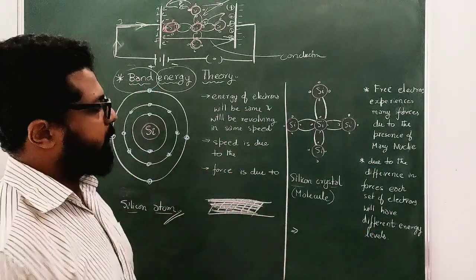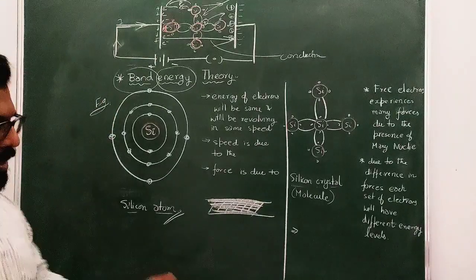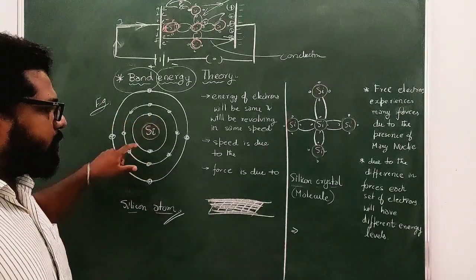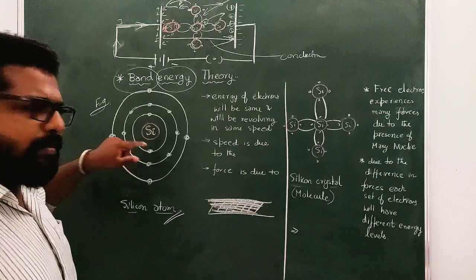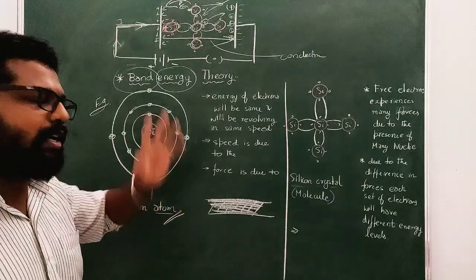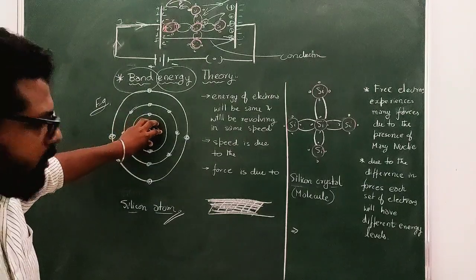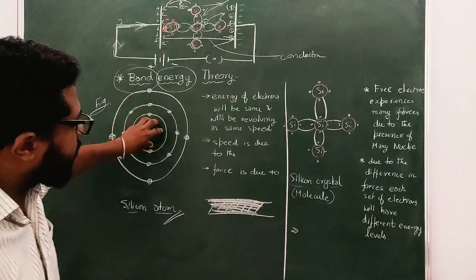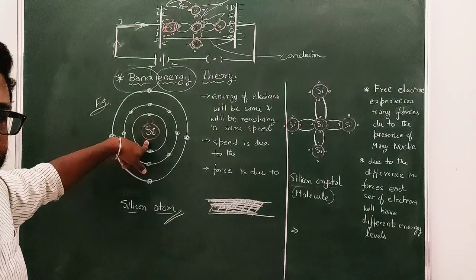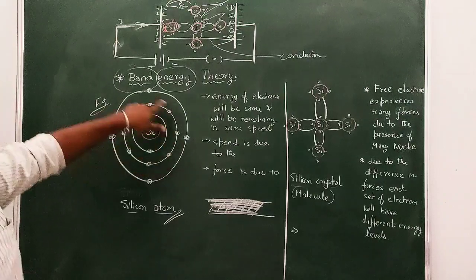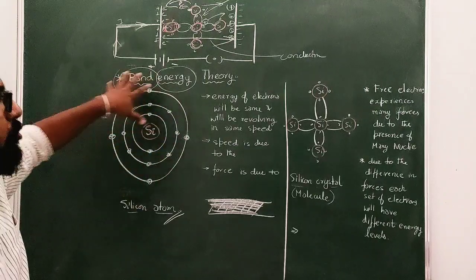So what I am trying to explain over here is, consider a silicon atom. I am pretty sure you all have seen this particular diagram before. If not, I'll explain what it is. There is a silicon nucleus in a silicon atom, and there are different orbits, that is, different electron shells.